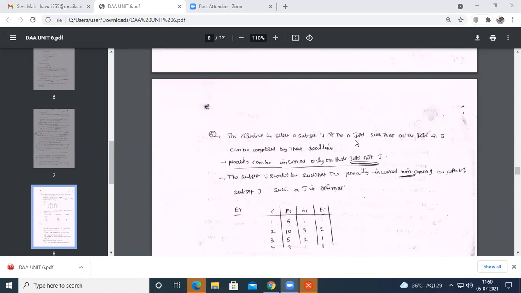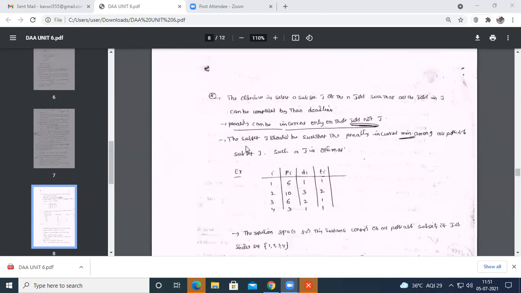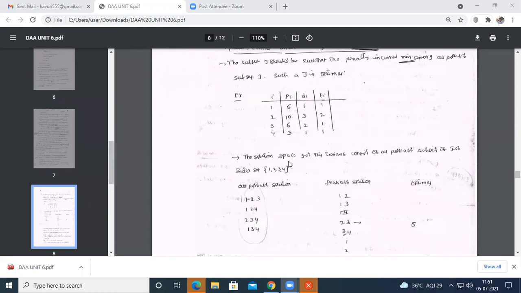Suppose you have 4 jobs. A penalty is incurred only on those jobs that are not completed within the deadline. So among all the possible subsets, we select the subset that gives the optimal solution. We are finding the jobs completed within the deadline with minimum penalty.